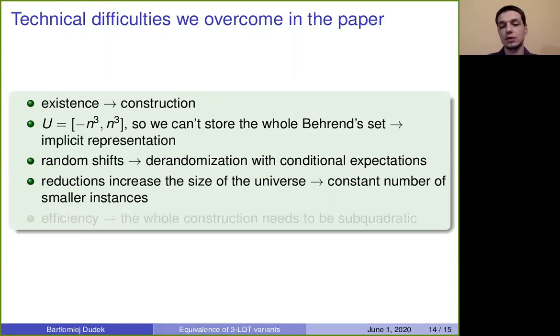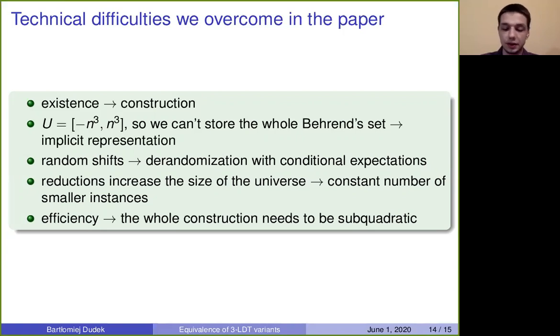We need to remember that our reductions sometimes increase the size of the universe. We can also overcome this problem by reducing it to a constant number of smaller instances. And finally, we need to remember the efficiency of our reductions, because the whole construction needs to be subquadratic. Otherwise, our reduction will be useless. Fortunately, we can overcome all these difficulties, and they are all explained in the paper. But these were the main steps that we need to establish this equivalence between all non-trivial variants of 3LDT.